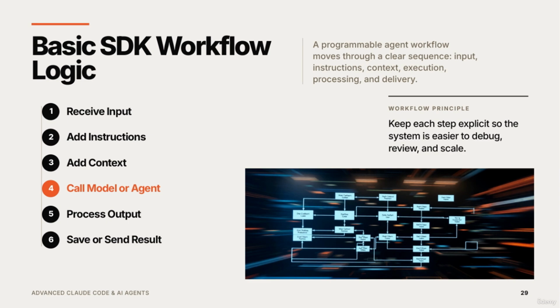The agent or model is then called upon to execute the task based on the combined input, instructions, and context. Once the model produces output, the system processes this result to ensure it meets the desired criteria. Finally, the processed output is either saved for future use or sent to the appropriate destination. The key principle to keep in mind is making each step explicit. This clarity makes the entire system much easier to debug, review, and scale, especially when working with advanced Claude code and AI agents. This structured approach is fundamental to building robust and efficient workflows.